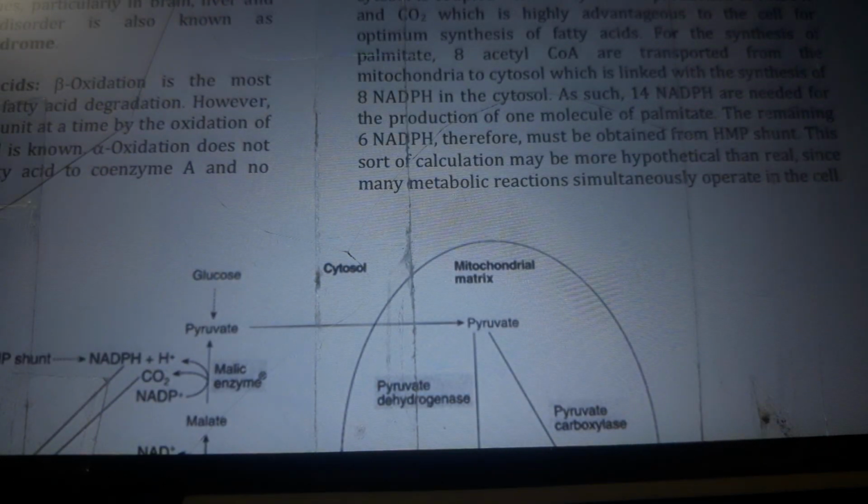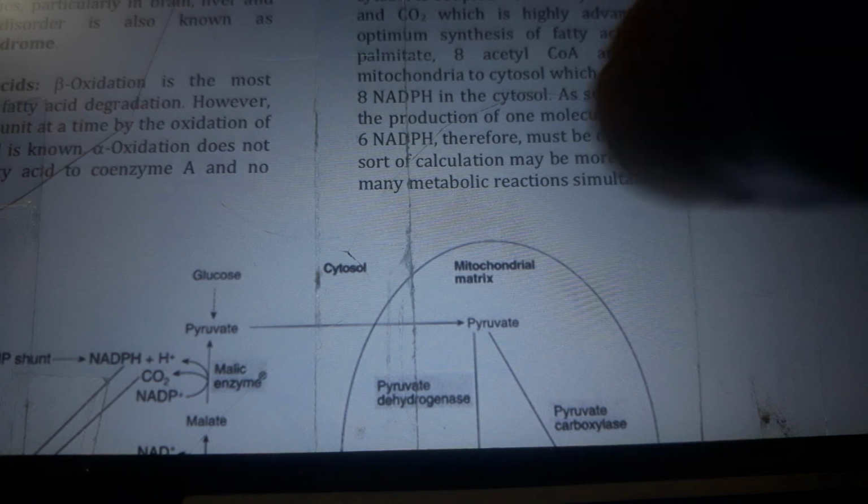Advantages of coupled transport of acetyl-CoA and NADPH. The transport of acetyl-CoA from mitochondria to cytosol is coupled with the cytosolic production of NADPH and carbon dioxide, which is highly advantageous to the cell for the optimum synthesis of fatty acids. For the synthesis of palmitate, 8 acetyl-CoA are transported from the mitochondria to cytosol, which is linked with the synthesis of 8 NADPH in the cytosol.